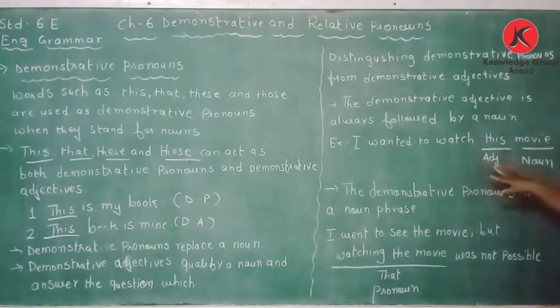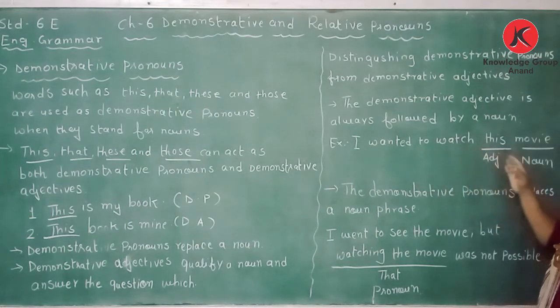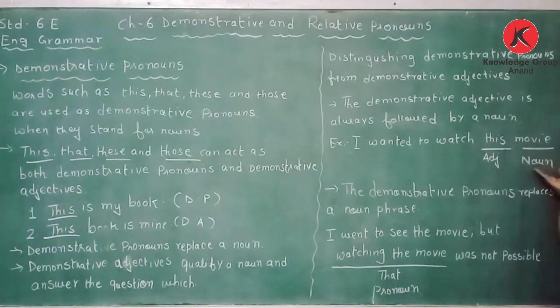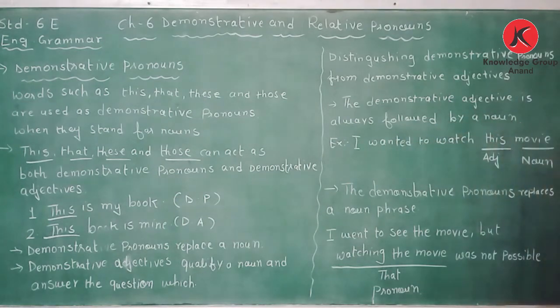So when it is followed by a noun, it is a demonstrative adjective sentence. I wanted to watch this movie. So this is an adjective and movie is a noun, and it qualifies a noun. Which noun? Movie. So a demonstrative adjective is always followed by a noun.